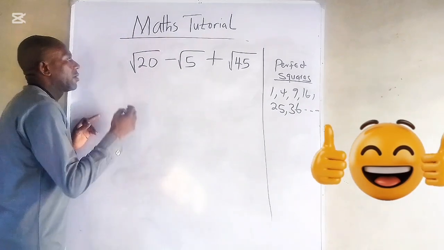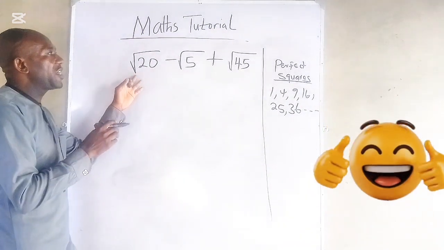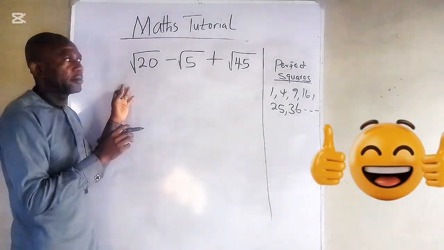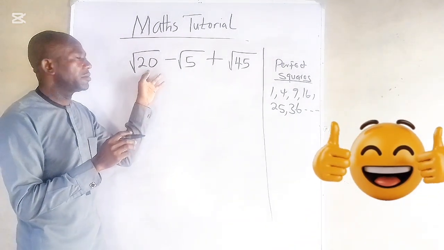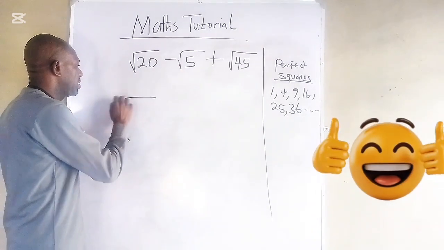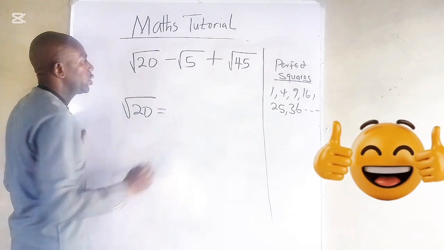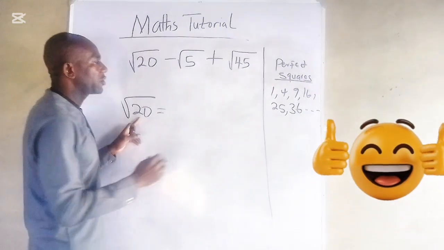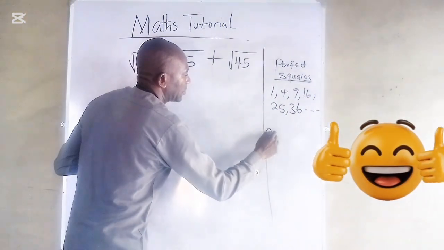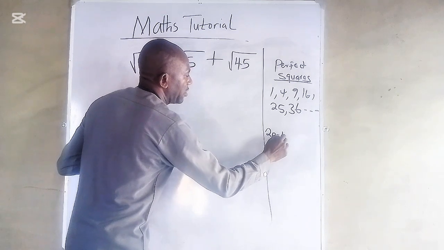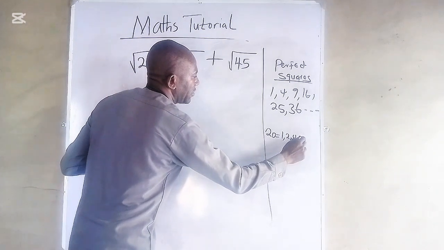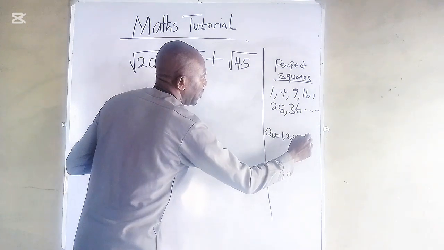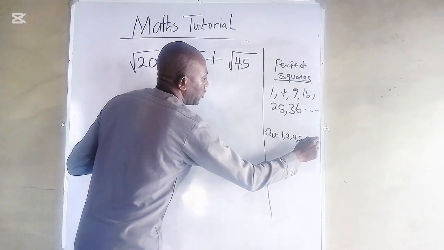Now, you must simplify individually because we can't simplify them as they are, because their surds are not the same. So now surd 20 is equal to, let's get the factors of 20 first. Factors of 20 are 1, 2, 4, 5, we have 10 and 20.